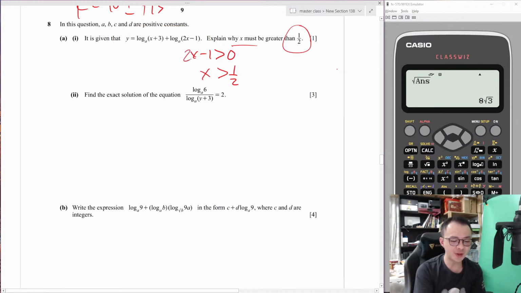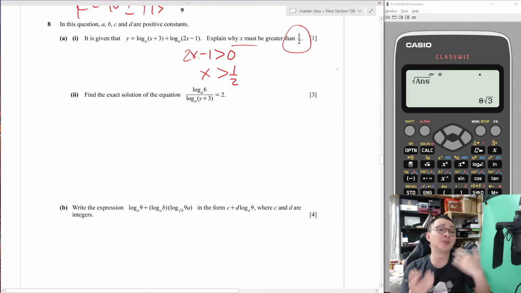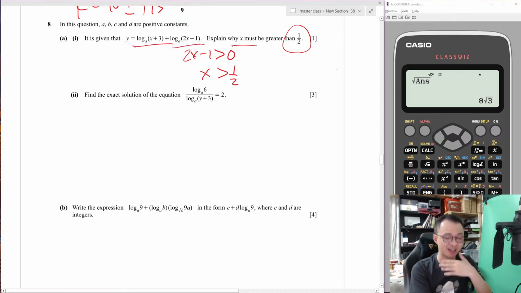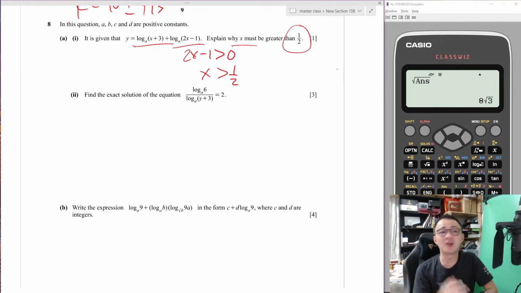So yeah, you can use your own words to write. You can say, okay, when x is equal to 1 over 2 or less than 1 over 2, the log will actually get undefined. For example, let's say if x is equal to 0, the first log is positive, but the second log you will get undefined. So you can use any of your own sentences to explain this. It's fine, or you can just copy whatever answer from the marking scheme.